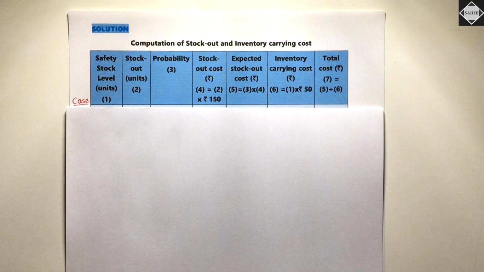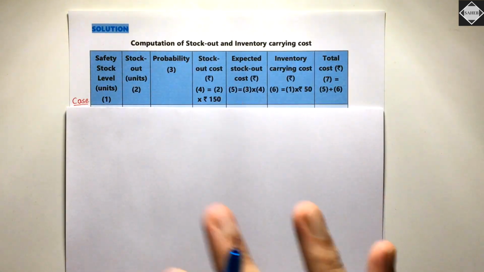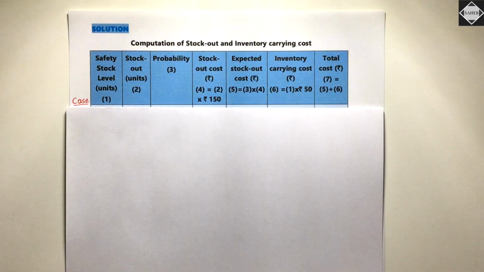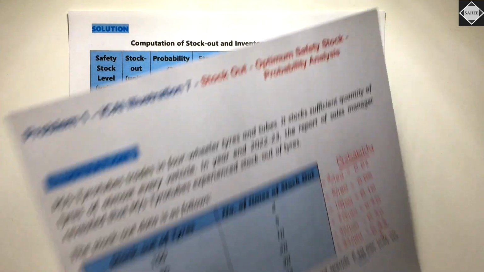Is it clear? Yes. So this is the objective, and the calculation we have to do through this table, computation of stock out and inventory carrying cost. It's really simple. Don't worry, I will explain each and everything in a very basic way. So now how do we begin this? You have to see the past data over here.